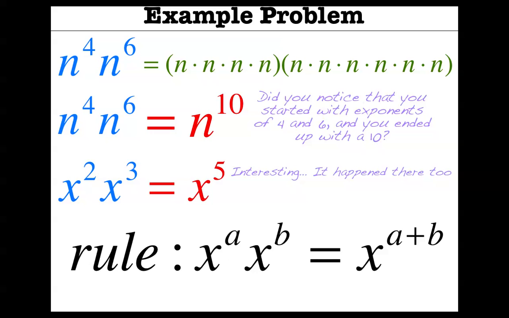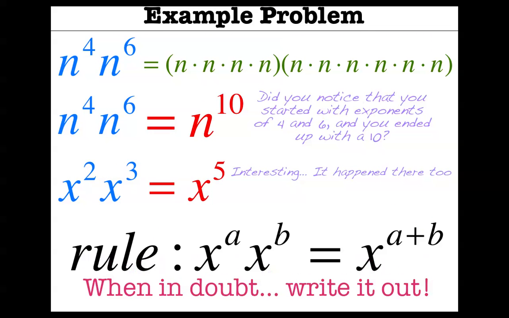It's because the rule is you add the exponents in a situation like this. Notice it says x to the a times x to the b equals x to the a plus b. A plus b, you add the exponents. But if you don't remember the rule, that's okay, because when in doubt, just write it out like we did in green. If you need to write out all the n's or write out all the x's and then count them up, go for it. It works every time.